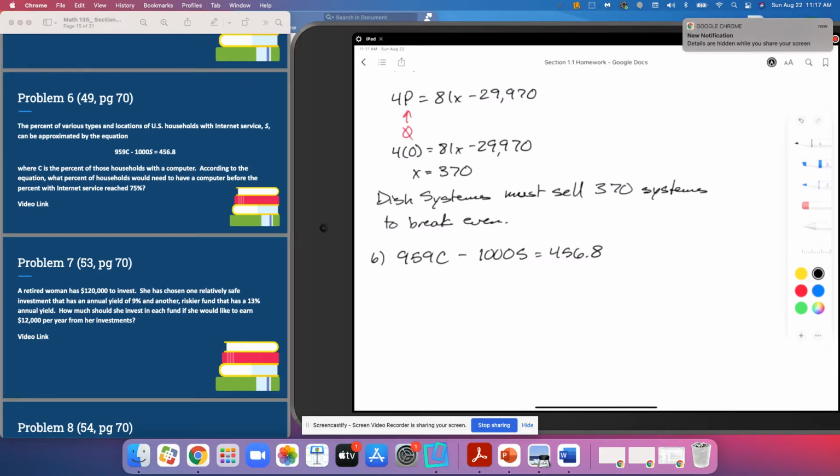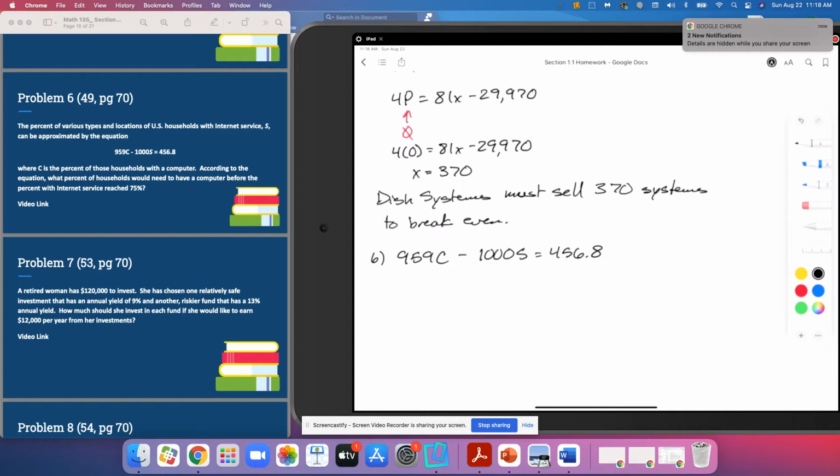Bear in mind that this book is sort of old, so some of these problems will reference things that are sort of like, man, that's kind of weird. Like, doesn't everybody have internet service now? Or doesn't everybody have a computer in their household? It's probably pretty close now, but when this book was published, probably in the early 90s, that was not the case.